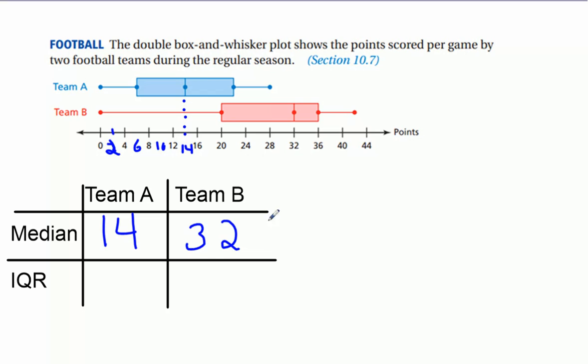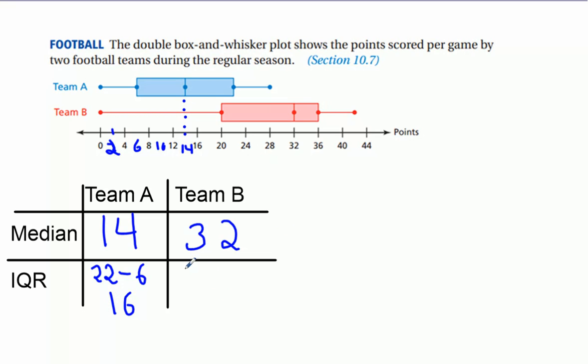And now let's do the interquartile range. Again, right in between 20 and 24 is going to be 22. And over here, in between 4 and 8, we already labeled it, is 6. 22 minus 6 makes 22, 21, 20, 19, 18, 17, 16, 16.